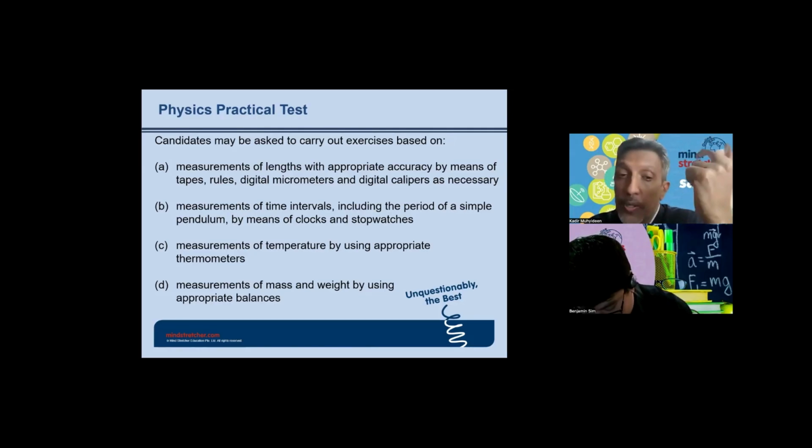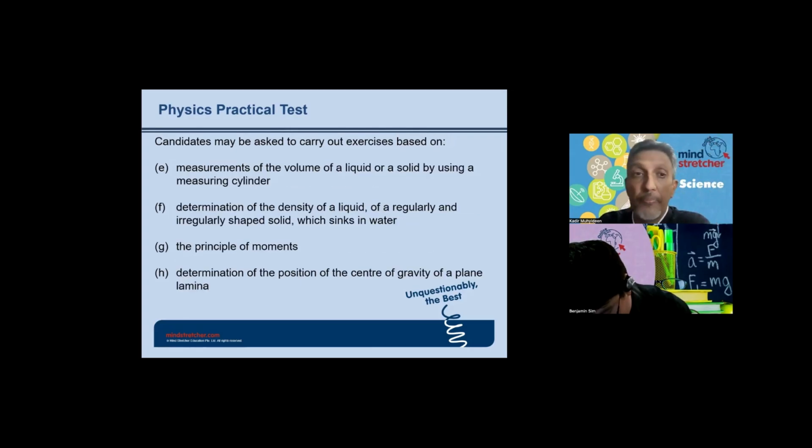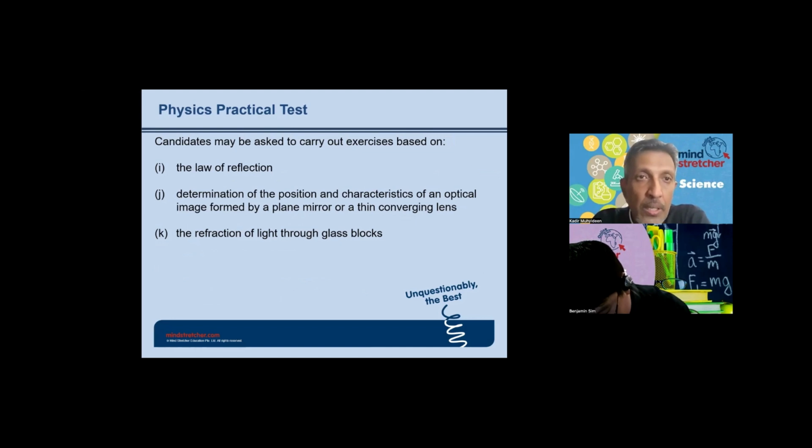Now, temperature using a thermometer, all these. If you're going to measure mass, you use the digital balance provided, and if you're going to measure volume, you use the measuring cylinder. And who knows, they can even give you an experiment to do principle of moments balancing. It can come out.